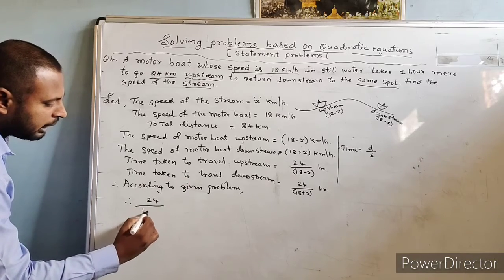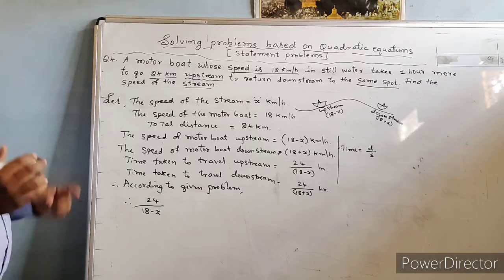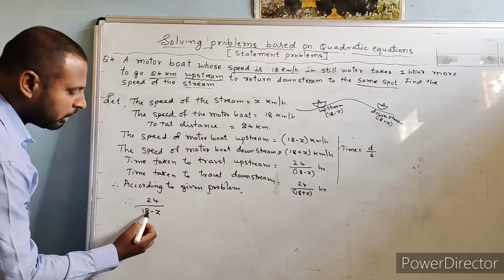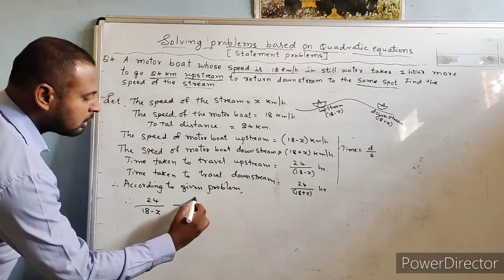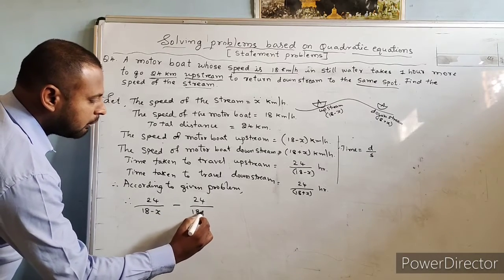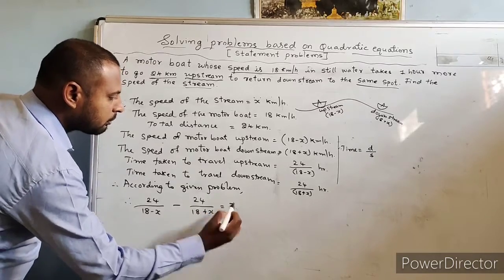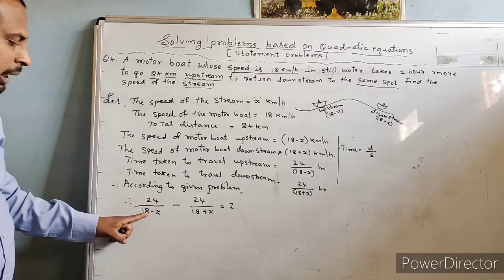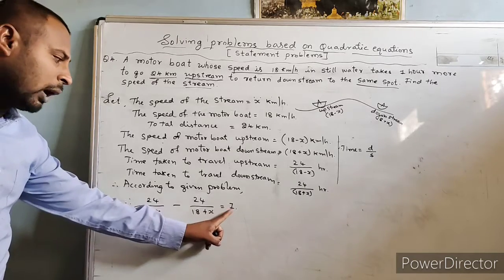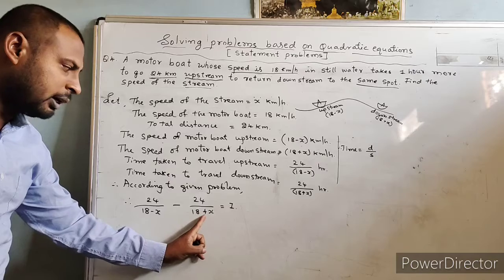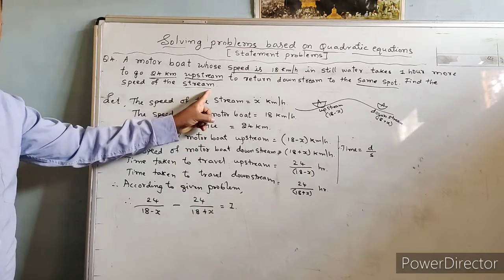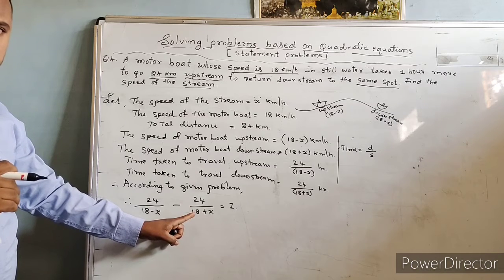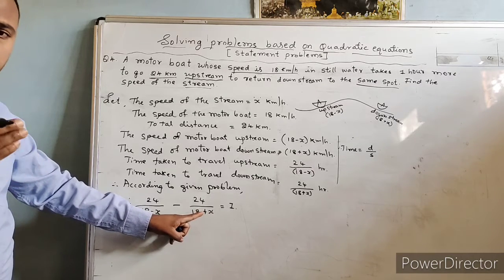24 divided by 18 minus x, the difference between upstream and downstream will be 1 hour, right? Therefore 24 divided by 18 minus x minus 24 divided by 18 plus x is equal to 1. Or we can write: 24 divided by 18 minus x equals 1 plus 24 divided by 18 plus x, according to the given statement. So upstream will take 1 hour more.